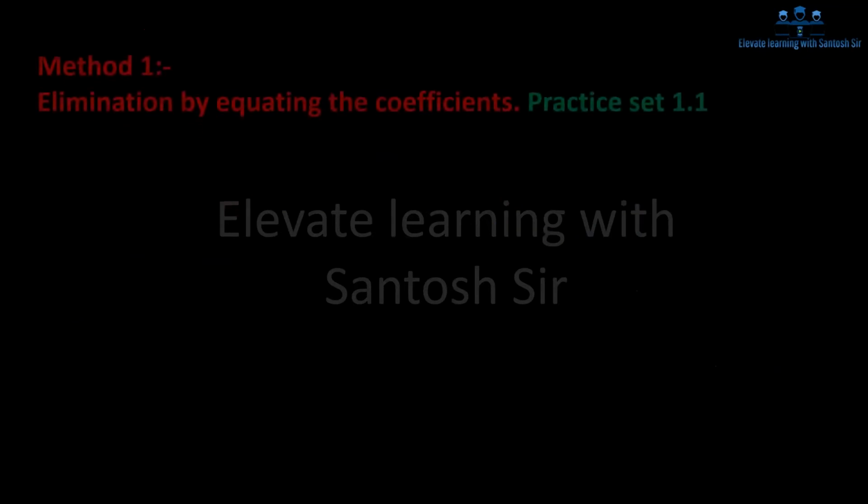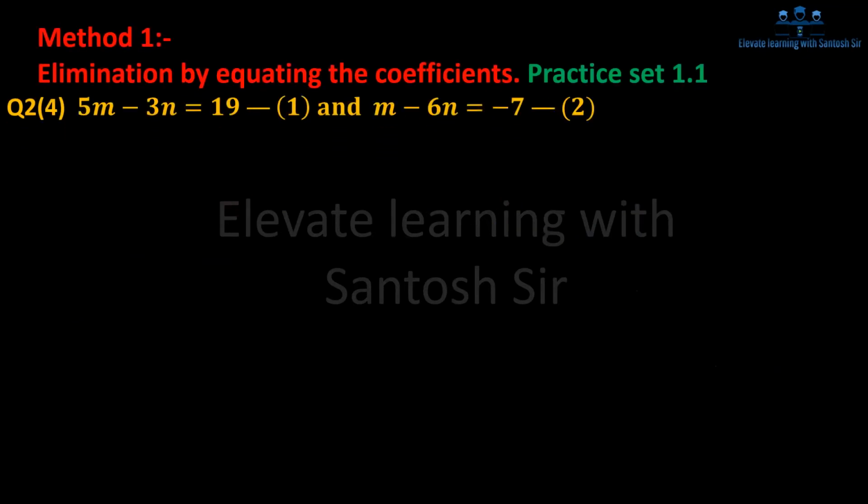Let's take the next question. 5m minus 3n is equal to 19 and m minus 6n is equal to minus 7. Over here, we could not find any coefficient the same. So we will have to make them the same by multiplying any one of the equations. This time, I select equation 1 and multiply it by 2. If I multiply equation 1 by 2, each term will be multiplied by 2.